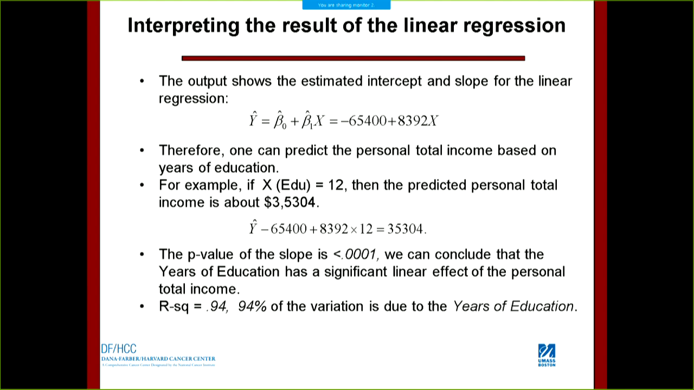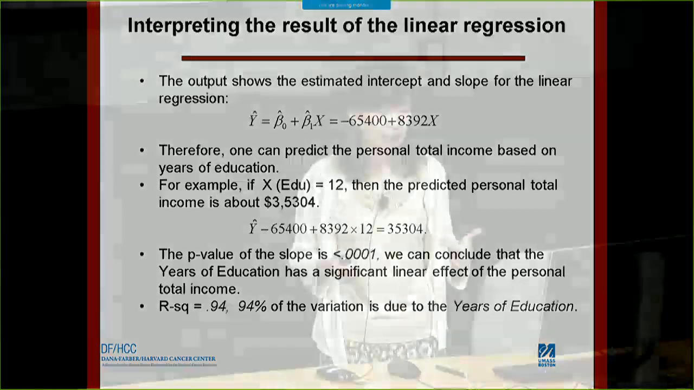Okay, so the R squared is 94% again, which means years of education explain almost 94% of the variation of the personal total income. So this is a very strong relationship, okay? If I just use the subject data and do those scatter plots, I will not get that strong a relationship, okay? But for this example, I use the aggregate data by the years of education, so I get a very strong relationship. You can see it from this regression plot here.